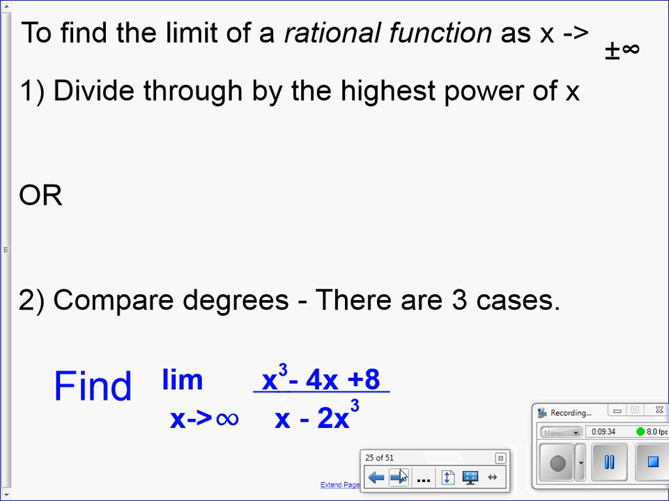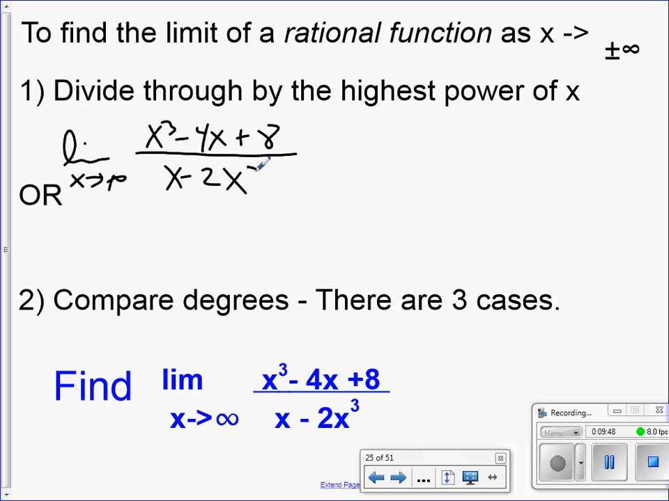I'm going to put the same problem up here. Suppose I want the limit as x approaches infinity of x cubed minus 4x plus 8 over x minus 2x cubed. It's not like you just plug infinity in. What you do, one way, is to divide through by the highest power of x. Did anyone learn it that way? No, I didn't. Oh, you never took the limit as x approaches positive or negative infinity? Oh, okay. Well, I'm going to show you.